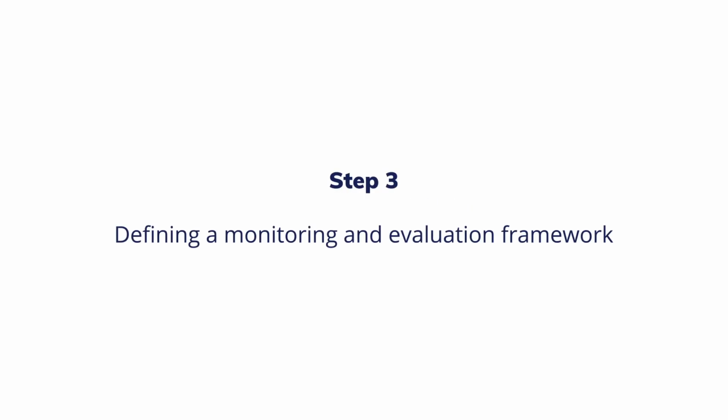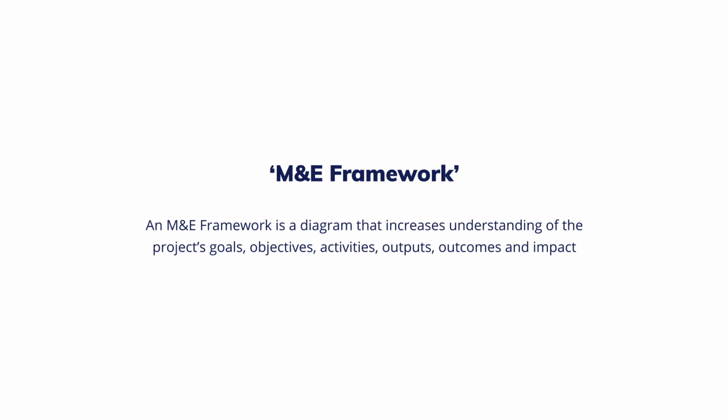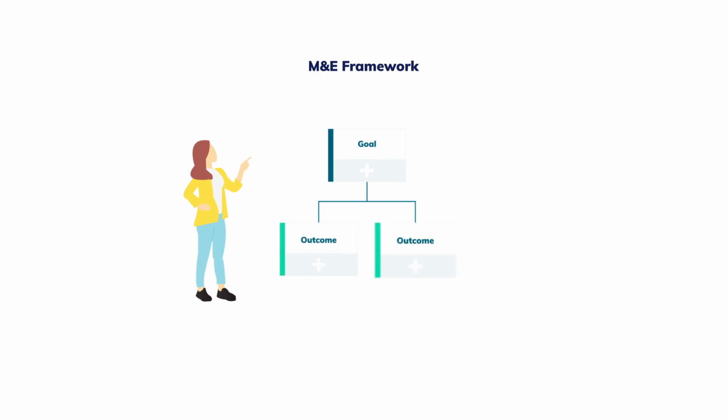Once a clear picture of the overall project goals and objectives is defined, it is time to design a framework. A framework is a diagram that increases understanding of the project's goals and objectives. It defines how a project will trigger different levels of changes from activities, outputs, outcomes to impact. A framework also articulates the external and internal elements that could affect the project's success.